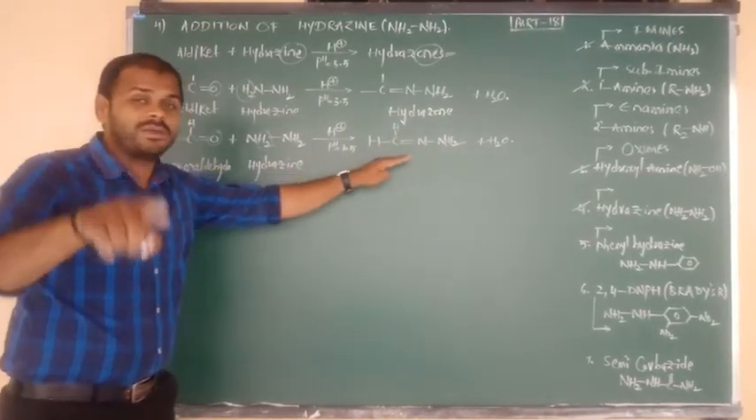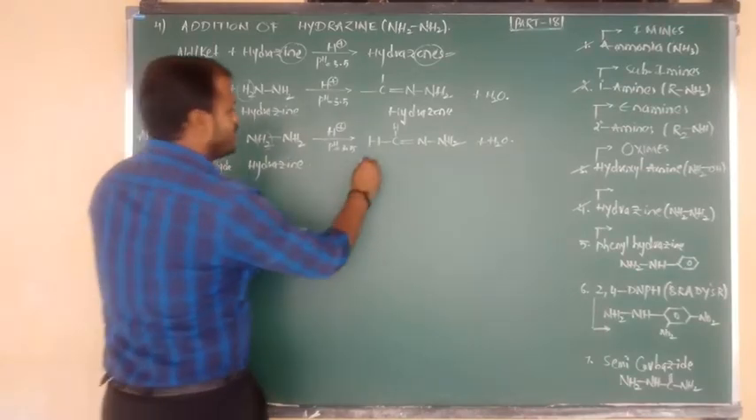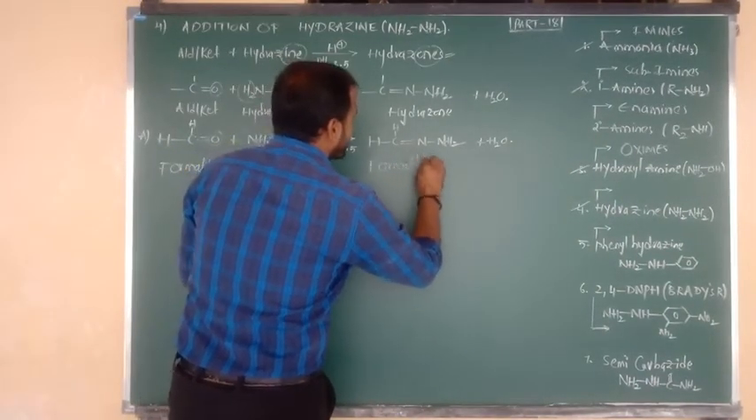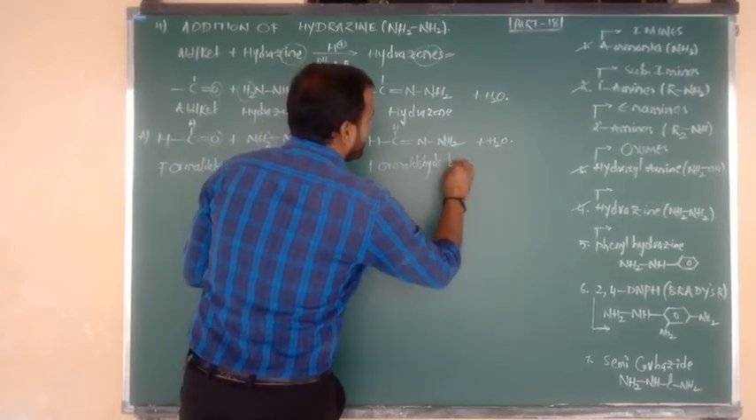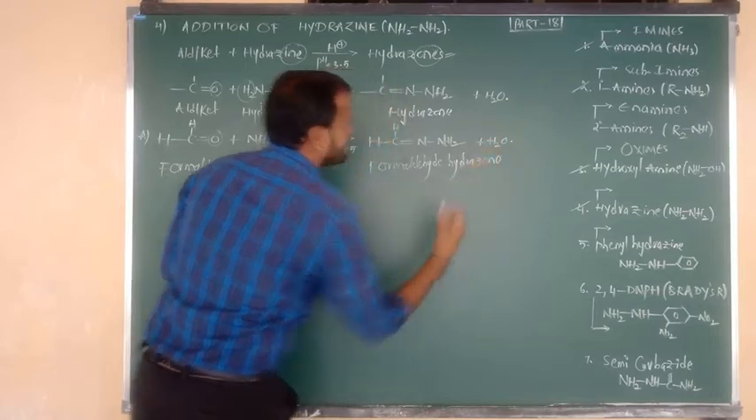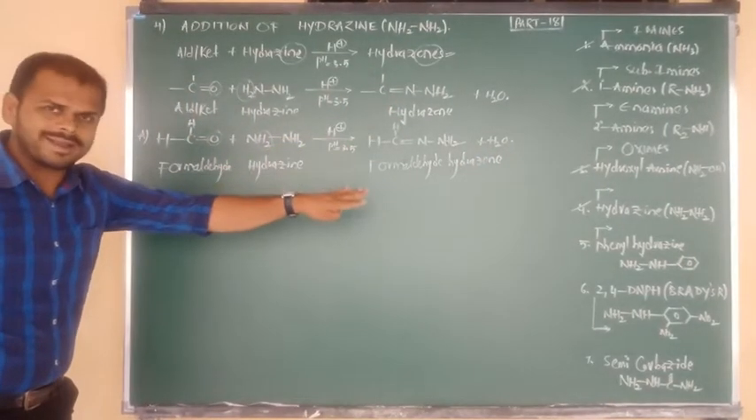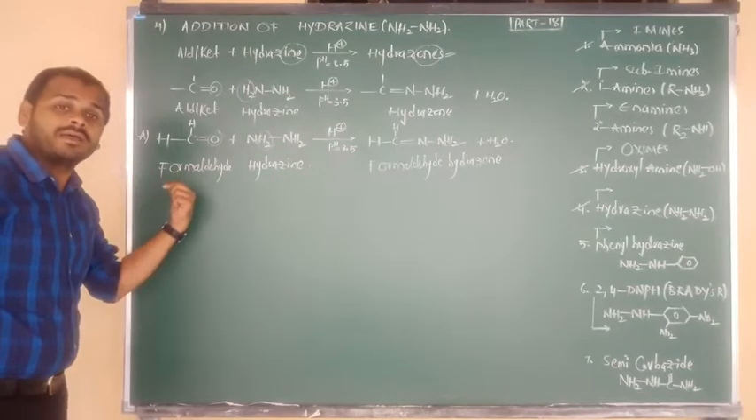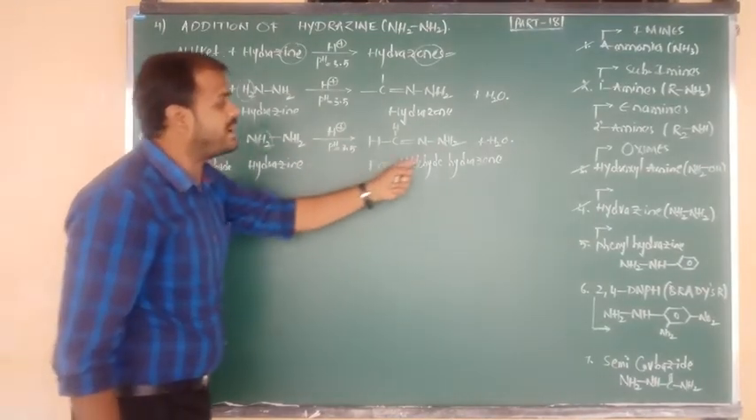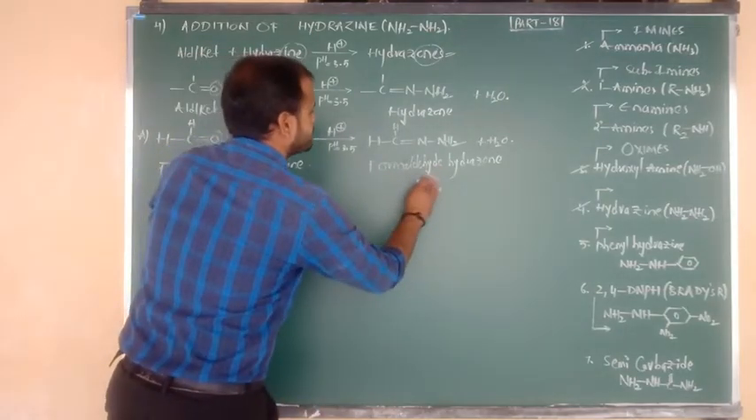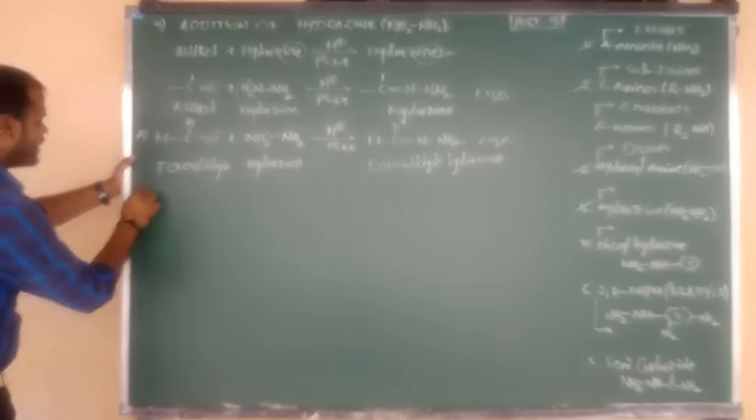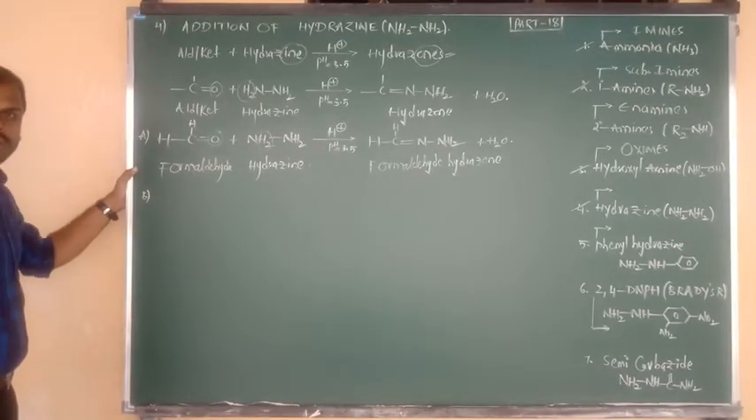But that hydrazone is coming from where? Formaldehyde. So we have to say formaldehyde hydrazone. Sorry, hydrazone, beta. That hydrogen should be converted into hydrazone, but where is that hydrogen coming from? That one we are preparing from formaldehyde. So we have to say formaldehyde hydrazone. Okay, beta? Right.